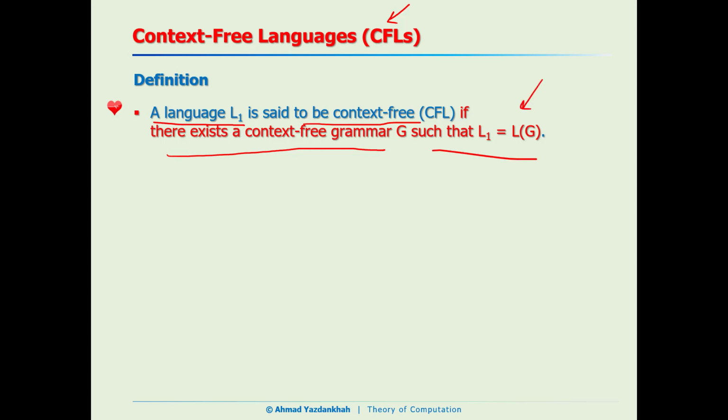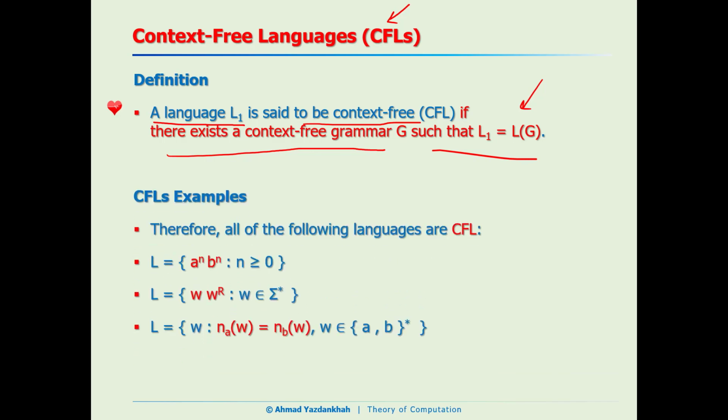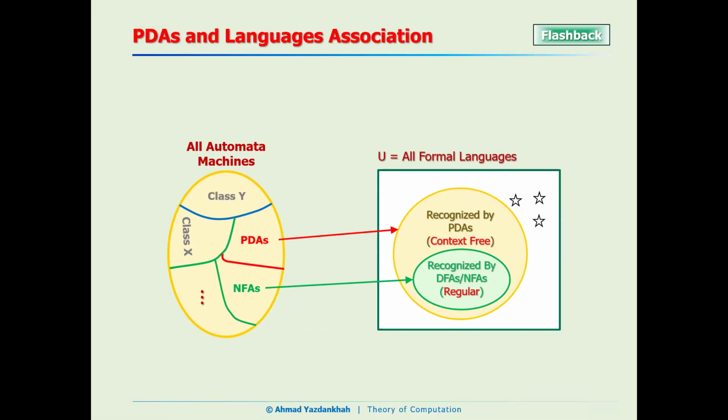So this means, in plain English, that a context-free grammar produces a context-free language. Therefore, all of these examples that we have seen so far, A to the N, B to the N, WW reverse, and the one that we just learned, number of A's equal to number of B's, are all context-free languages. Fantastic. Let's have a flashback here.